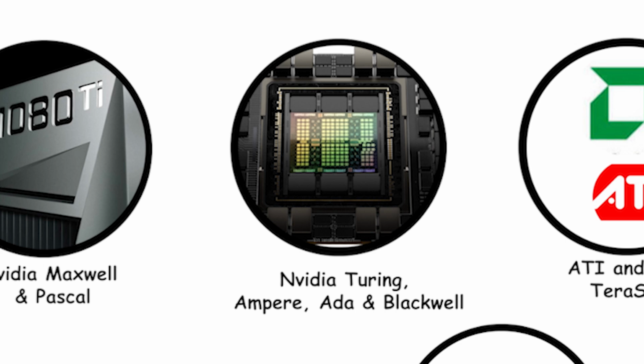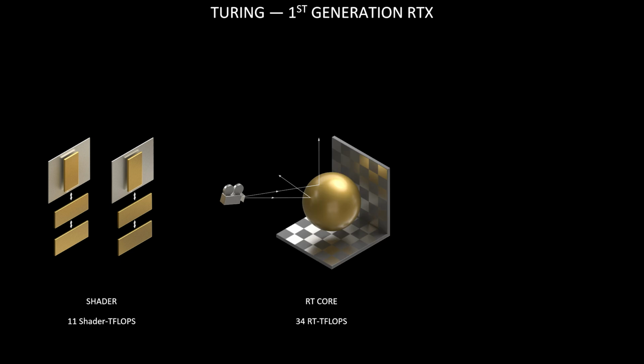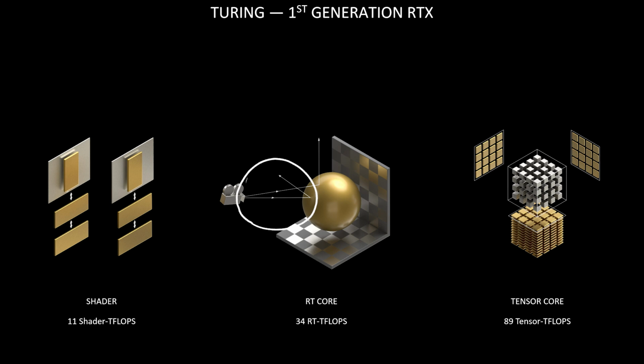NVIDIA Turing, Ampere, Ada, and Blackwell. Turing, 2018, introduced two new fixed units alongside the programmable shaders: ray tracing cores that accelerate bounding volume hierarchy traversal and triangle ray tests, and tensor cores that accelerate matrix math for artificial intelligence.